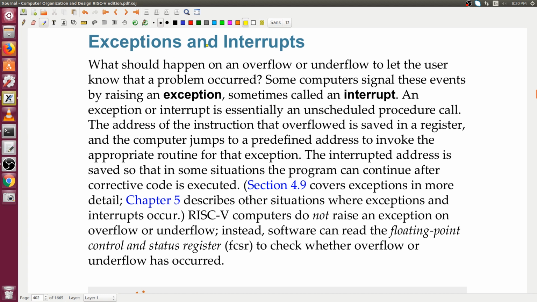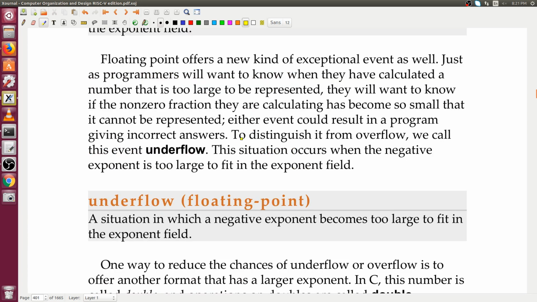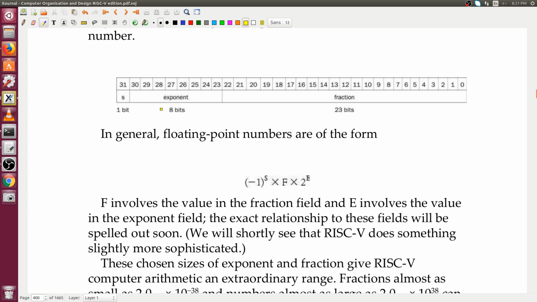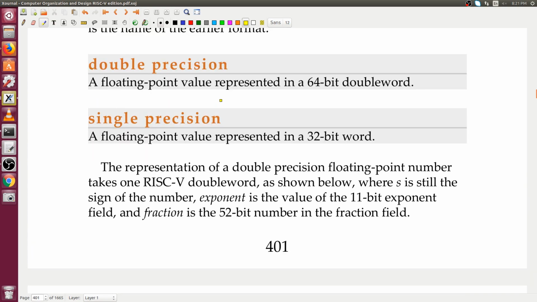Okay, so let's talk about exceptions and interrupts for a second. What should happen on an overflow or underflow? Let's look at underflow in case we were unsure on that. Floating point offers a new kind of exceptional event as well. Just as programmers want to know when they have calculated a number that is too large to be represented, they will want to know if the non-zero fraction they are calculating has become so small that it cannot be represented. Say we want to represent 1 over 1 googolplex. We probably can't represent that in 32 bits. That's very, very close to 0, so that ends up being something that we call underflow.